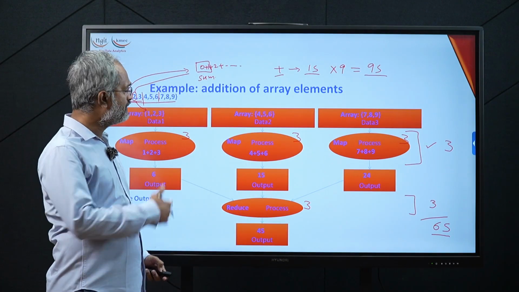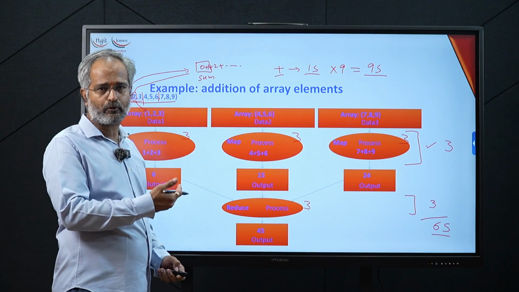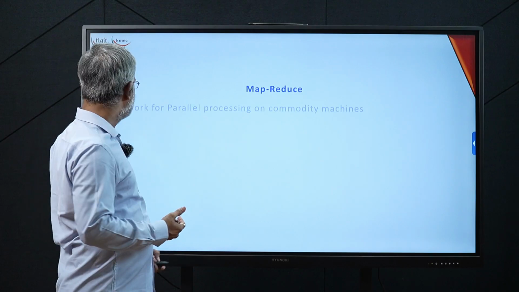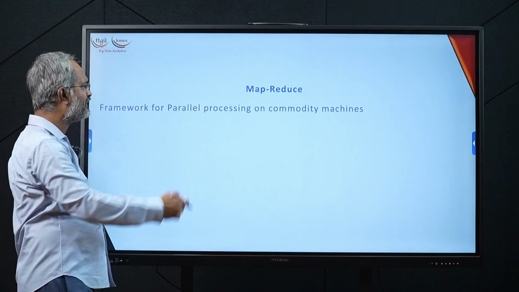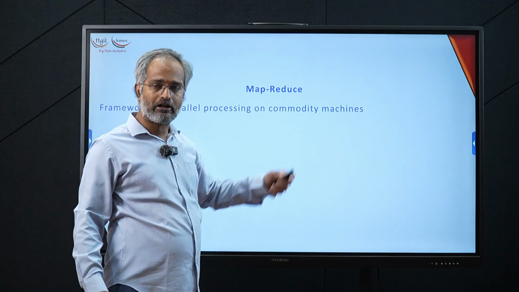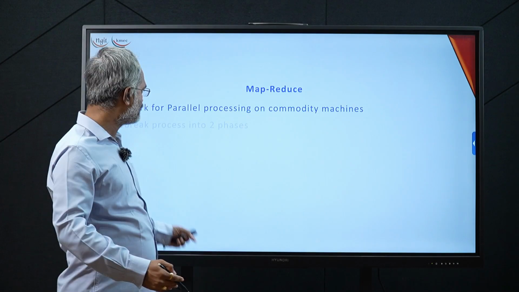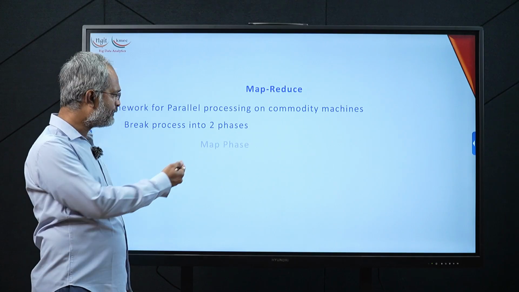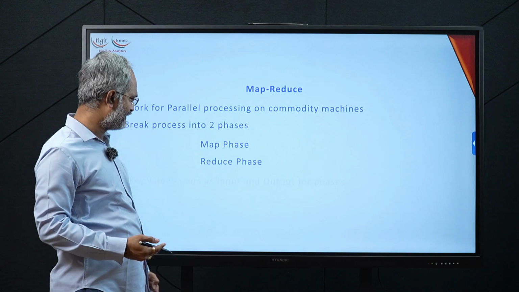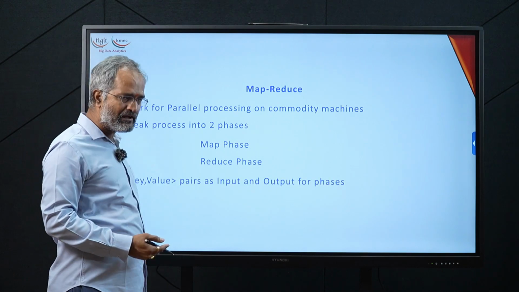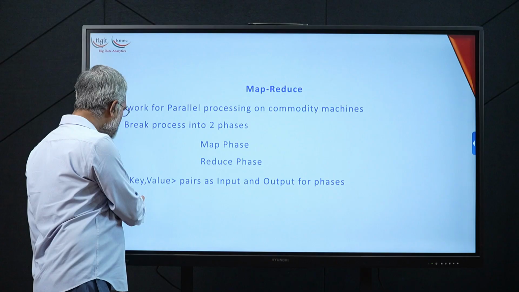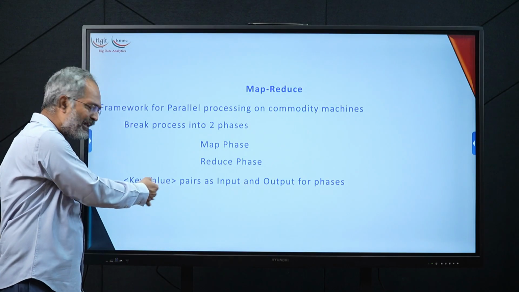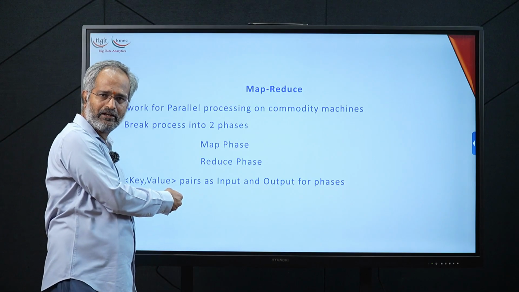Now let us go with what these processes are, what the entire process is, and the terminology behind it. That is MapReduce. MapReduce is the framework for parallel processing on commodity machines. Parallel processing will be performed and it will break the process into two phases. One is the map phase, the second is the reduce phase. The map and reduce phases take the inputs and produce the outputs in the form of key value pairs. This is the important point here.